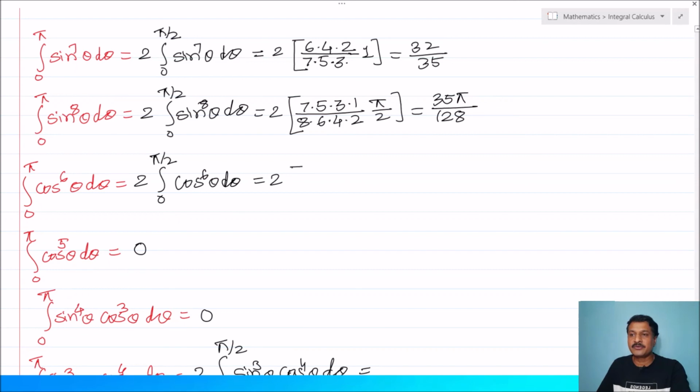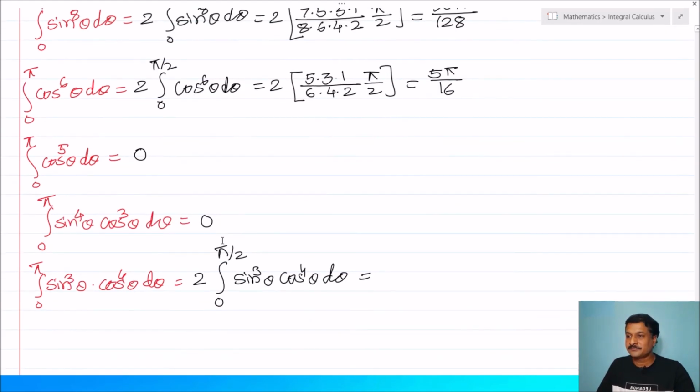So 2 into, here 6, here 5. So 5 into 3 into 1, here 6 into 4 into 2. The power is even, that is why pi by 2. So what is the answer for this? 5 pi by 16, I am getting as the answer. So it's 0. It's 0.